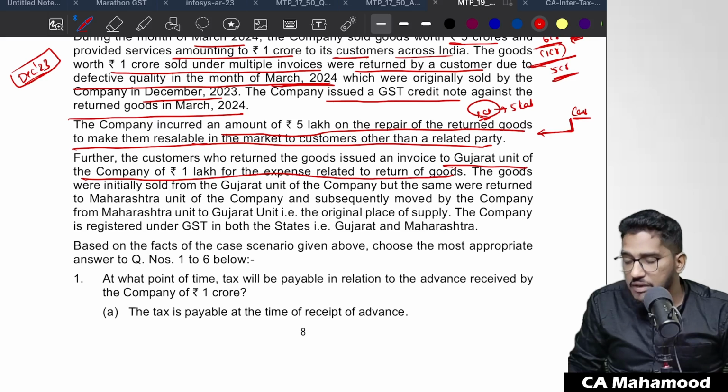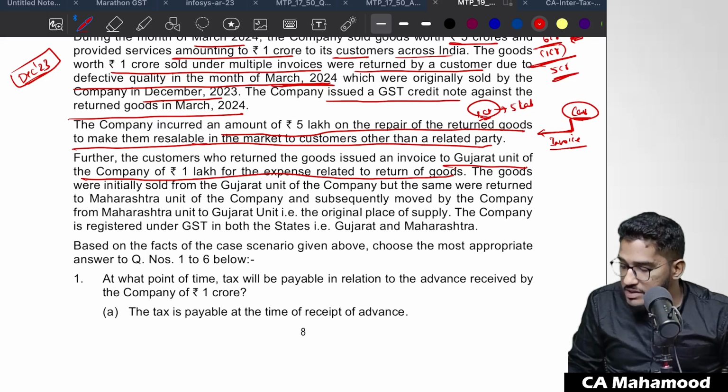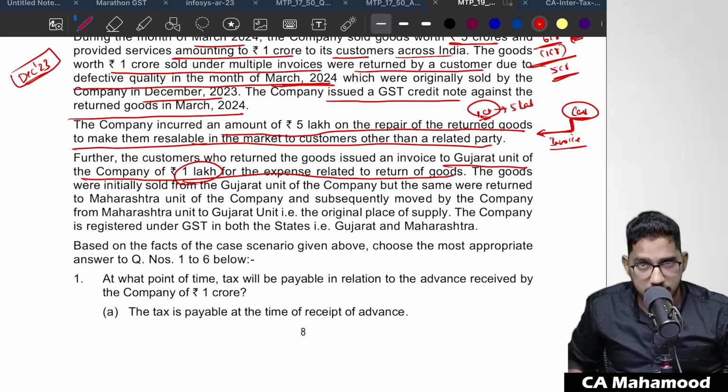For that, we will bill it to you. We will give you an invoice for the expenditure we have incurred for making that return. So the customers gave a bill, an invoice, to that company for the amount of 1 lakh rupees. Next. So that will become an inward supply, since they have given an invoice to the company.